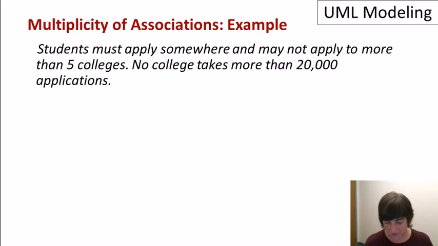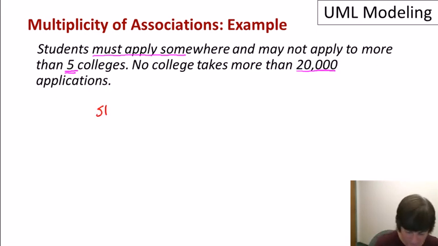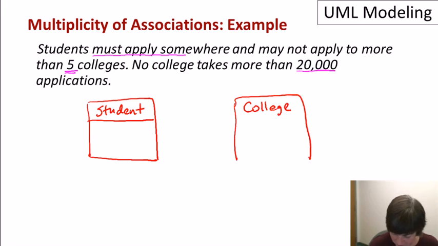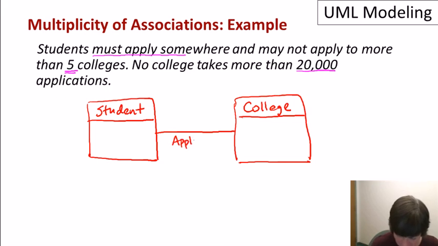So let's take a look at our student and college example and what the multiplicity of the association of students applying to colleges might be. So let's suppose that we insist that students must apply somewhere. So they apply to at least one college, but they're not allowed to apply to more than 5. And furthermore, let's say that no college will take more than 20,000 applications. So this example is contrived to allow me to put multiplicity specifications on both sides. So again, we'll have our student class, and we'll have our college class, and we'll have our association between the student and the college class, and I'll just write the name underneath here, applied.